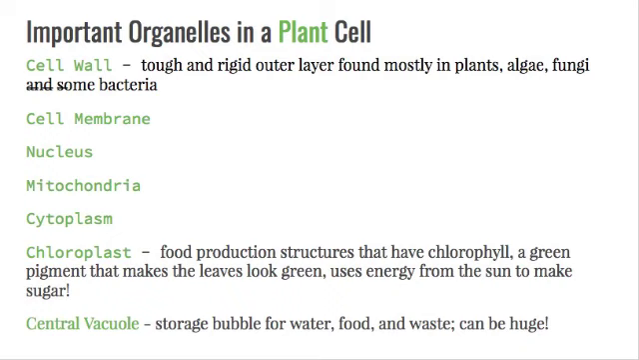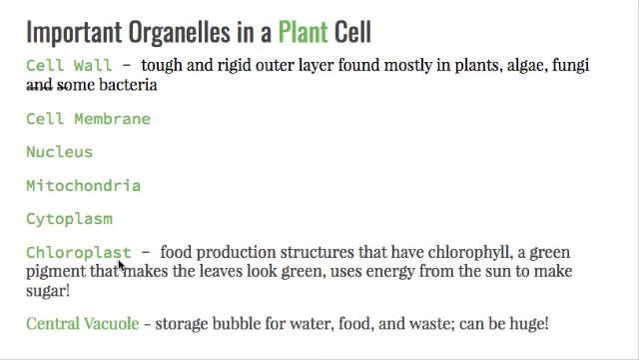Plant cells have some other organelles that animal cells don't, such as the cell wall, which is the tough, rigid outer layer. It's what makes plants so rigid. Think of a celery stalk or the stalk on broccoli or a tree trunk. To make it stand up like that and grow like that, it has this tough outer cell wall, okay, that's very rigid. It doesn't bend easily.